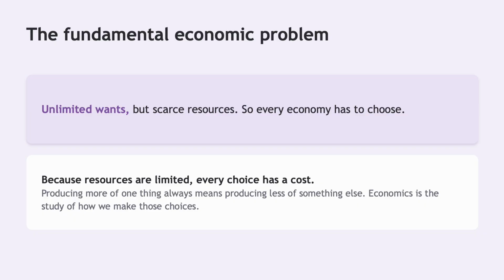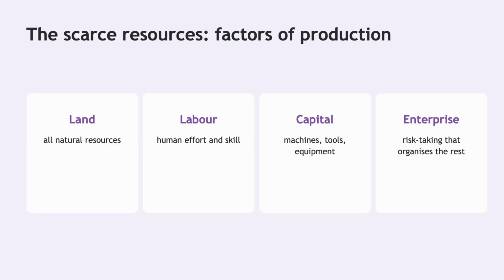Those scarce resources come in four types, the factors of production. Land, meaning all natural resources. Labor, the human effort and skill. Capital, the machines, tools, and equipment we use to produce other goods. And enterprise, the risk-taking that organizes the other three. The PPF takes these limited factors and shows what an economy can actually produce.